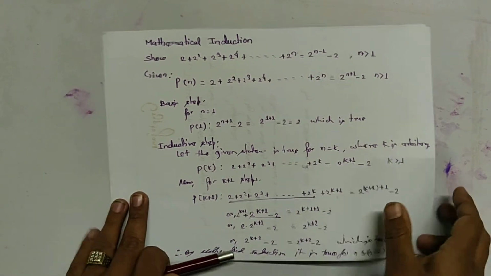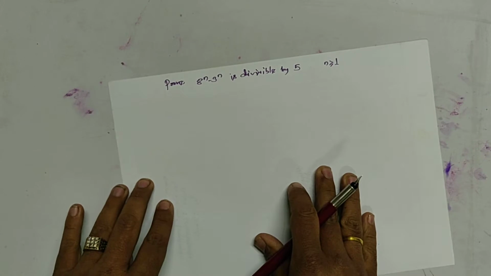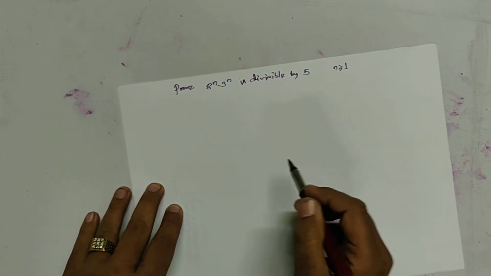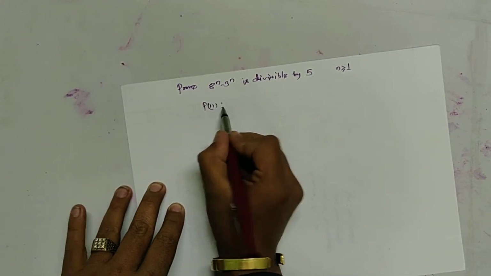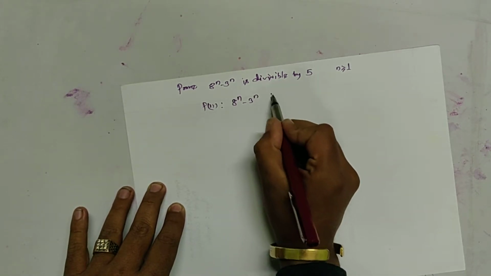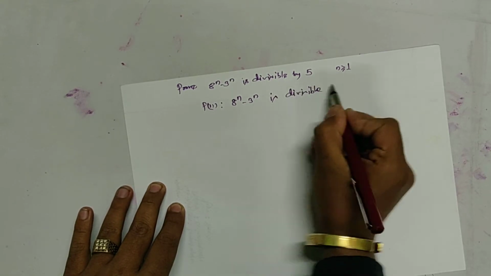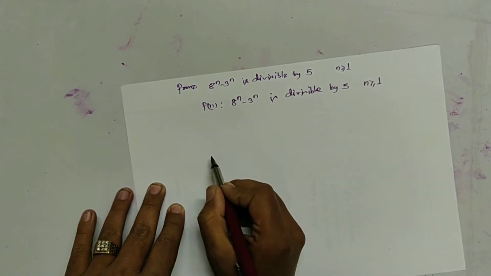Let us move to the next example. Prove that 8 power n minus 3 power n is divisible by 5, where n is greater than or equal to 1. So our Pn is 8 power n minus 3 power n is divisible by 5, where n is greater than or equal to 1.